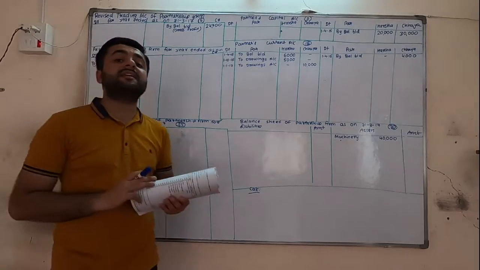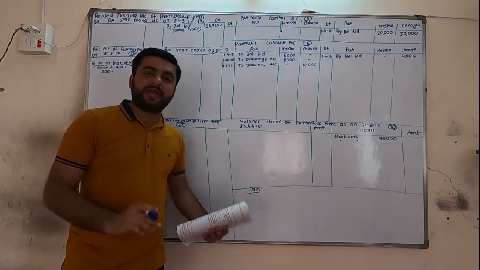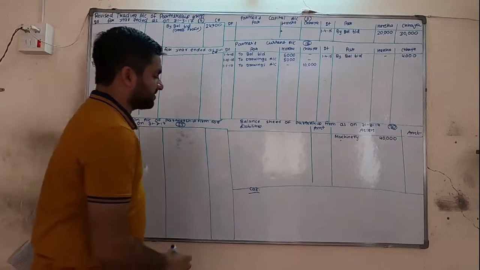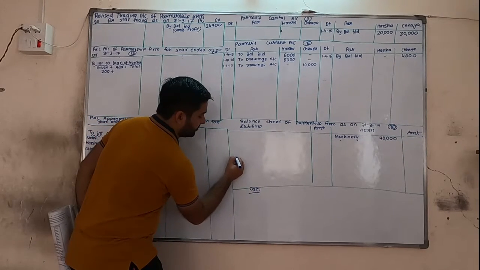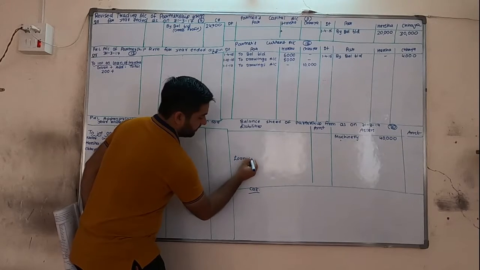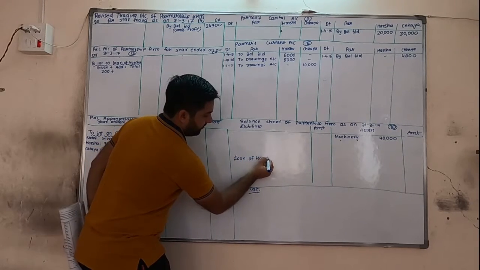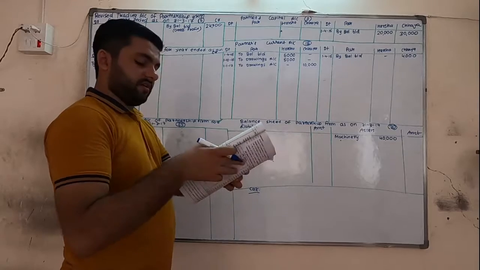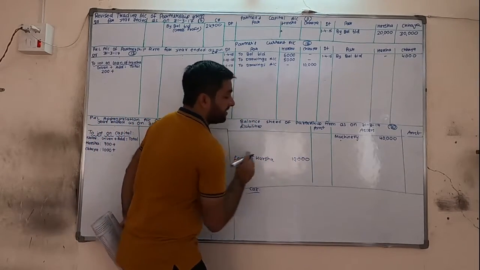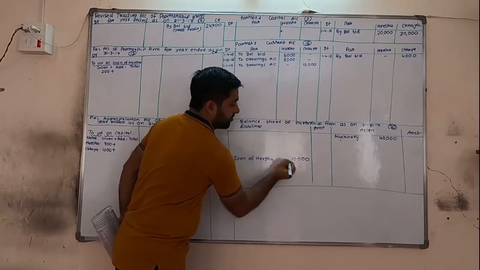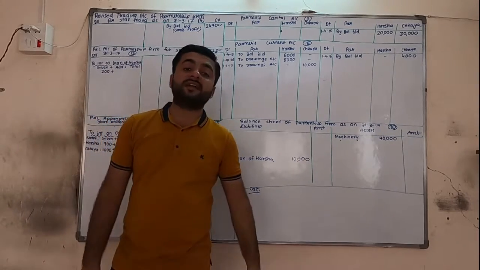Now as this is a hidden adjustment, first we need to write the loan and then we need to calculate the interest. Now loan is shown here, leave 8 lines here, then after show loan of Harsha in the inner column 10,000. Why am I writing loan now? Because we have interest on loan and we have loan, and this is the hidden adjustment.